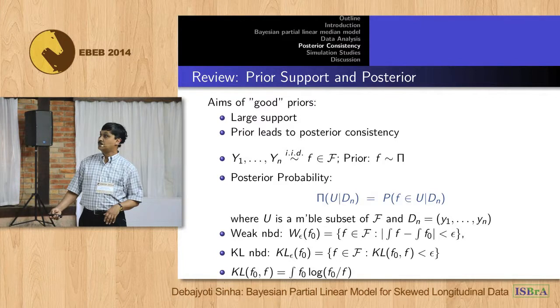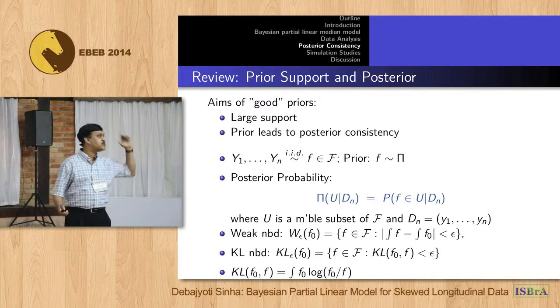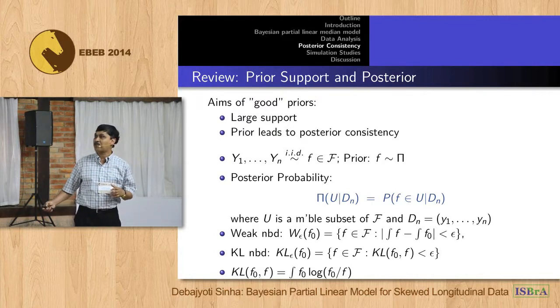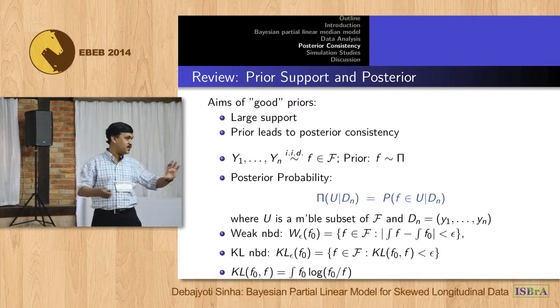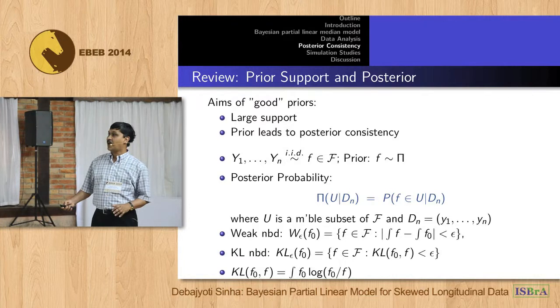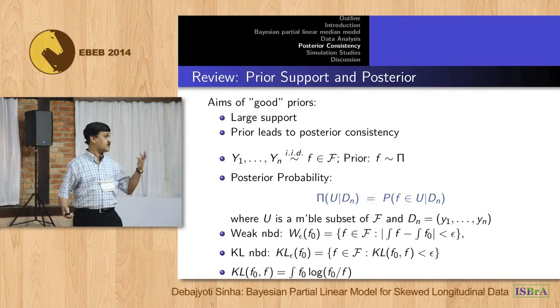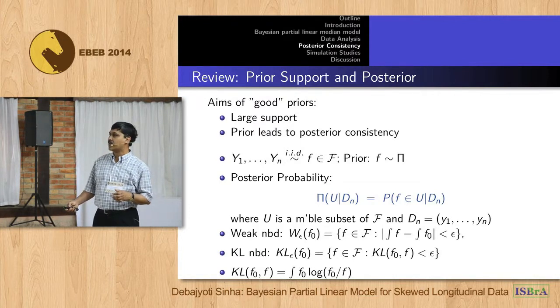So now here comes the theory. The idea is how to come up with a good prior, a prior which is good in some sense. When you say a prior is good, what do you mean? It should have large enough support so that it has the flexibility to cover all possibilities, and the prior should lead to posterior consistency. We have a bunch of notations, don't worry about it. This is the class of priors.